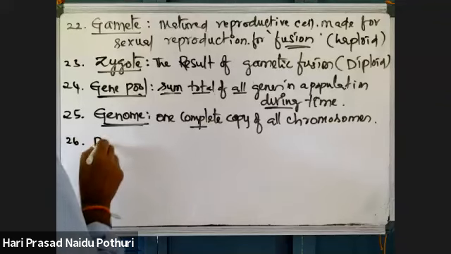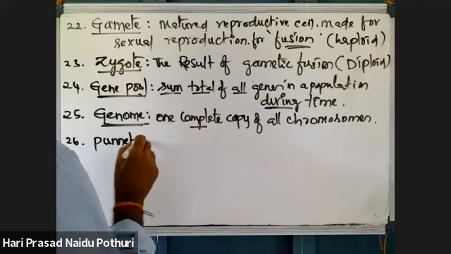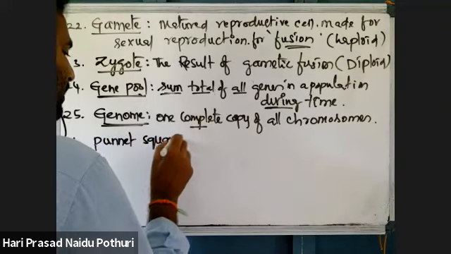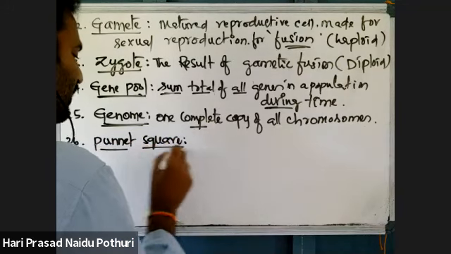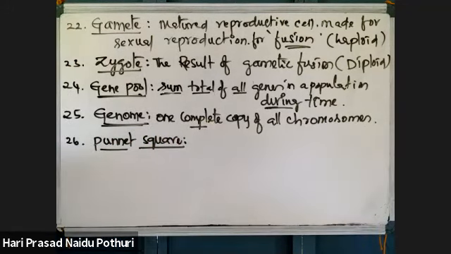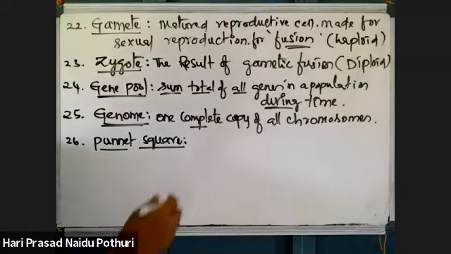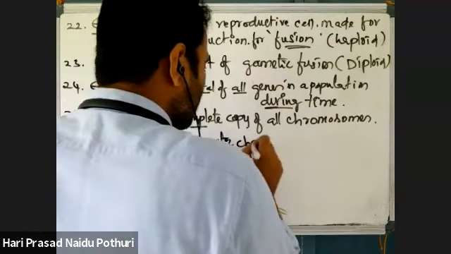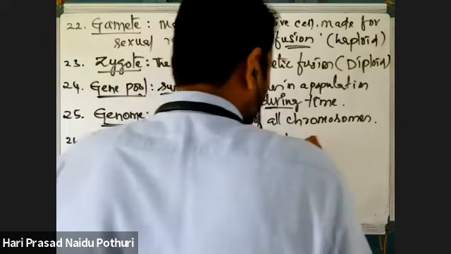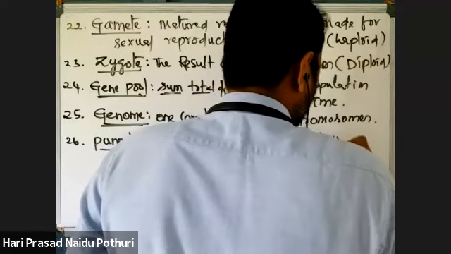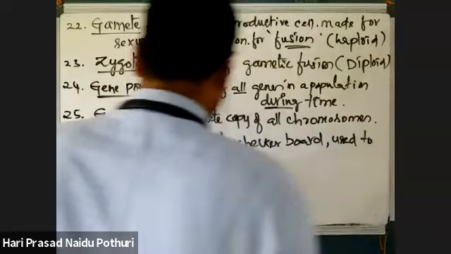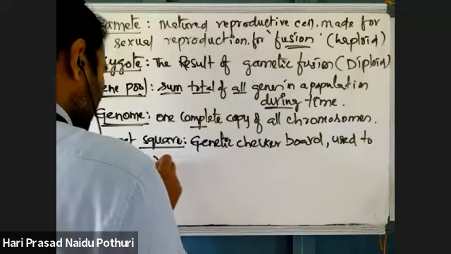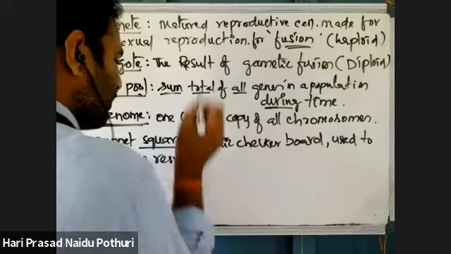Then in genetics we will come across a term called Punnett square. What does Punnett square mean? The genetic checkerboard used to show the results. That is called as a Punnett square.